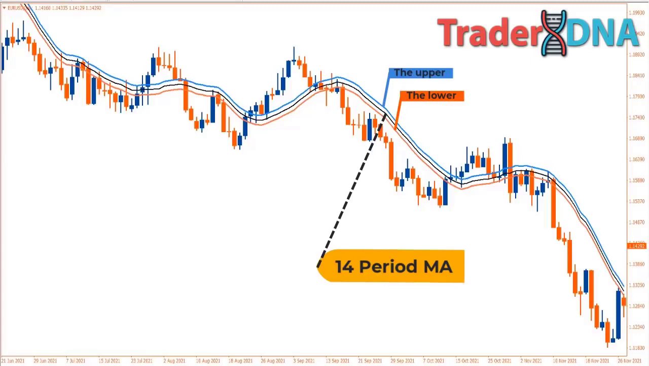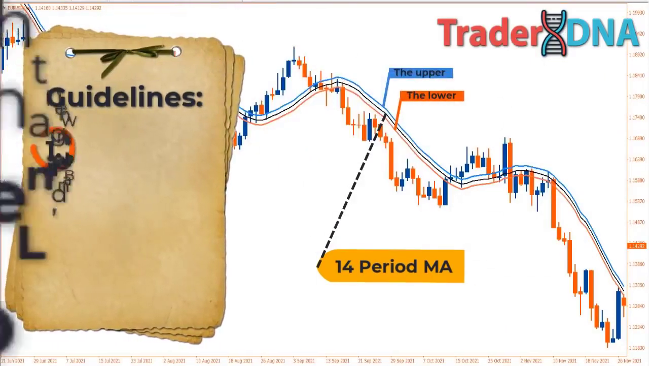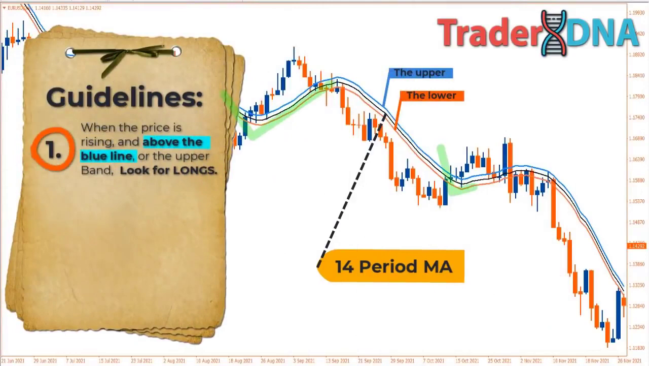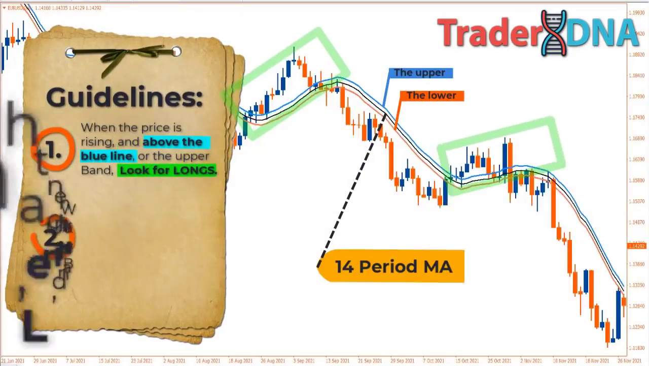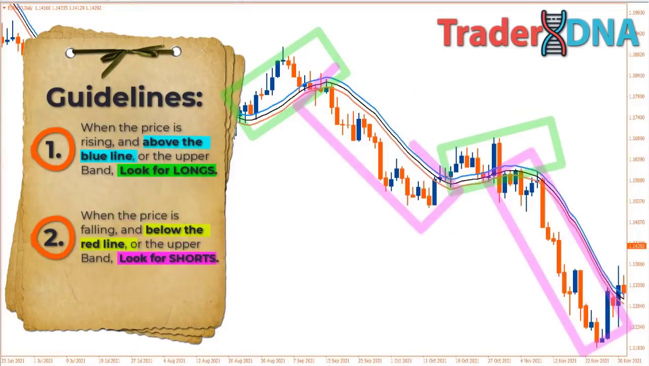The moving average envelopes for daily time frame are useful, but require a few guidelines. First, when the price is rising, and above the blue line, or the upper band, look for longs. Second, when the price is falling, and below the red line, or the lower band, look for shorts.